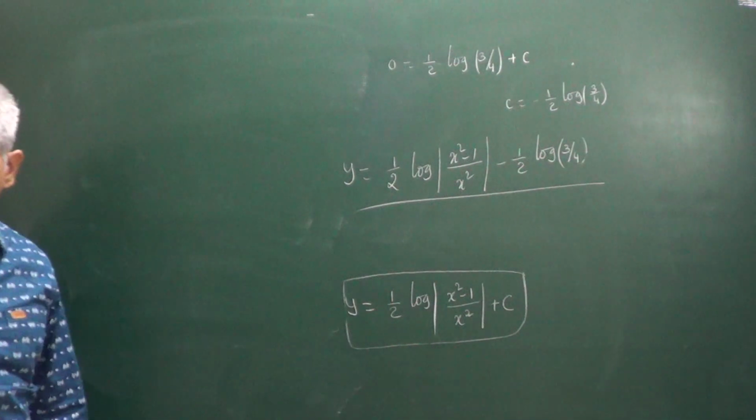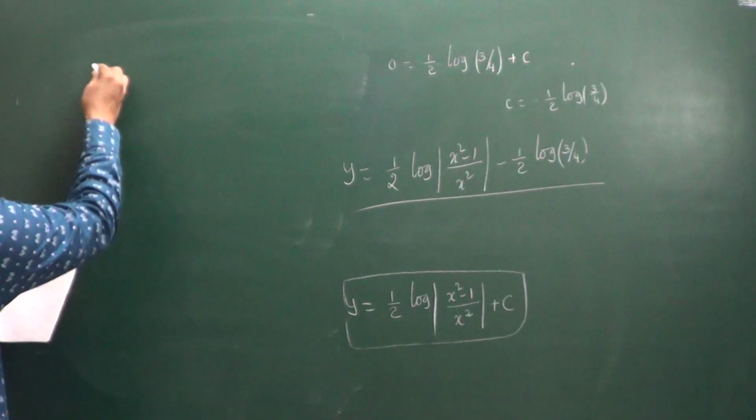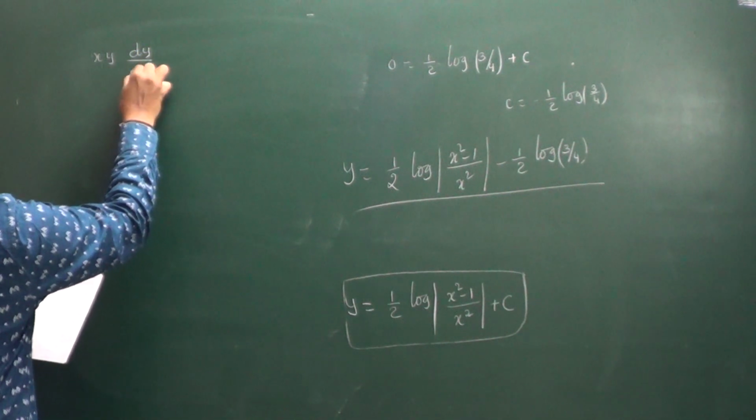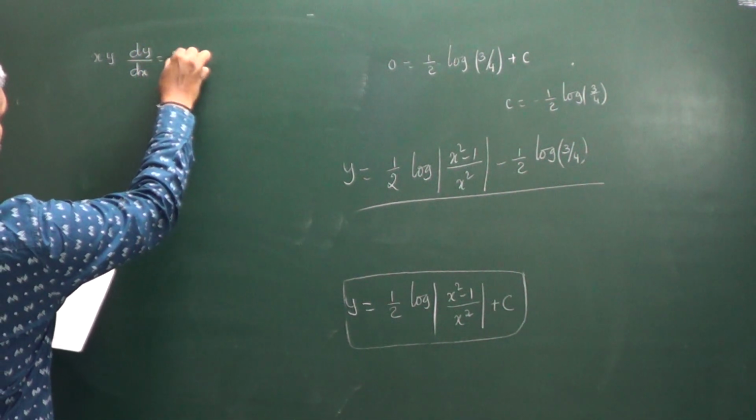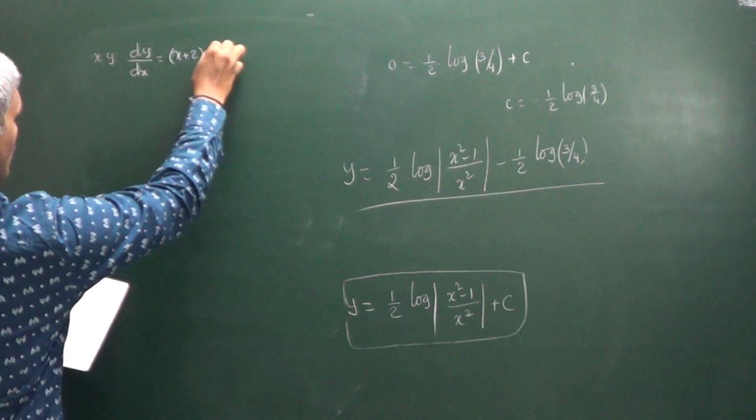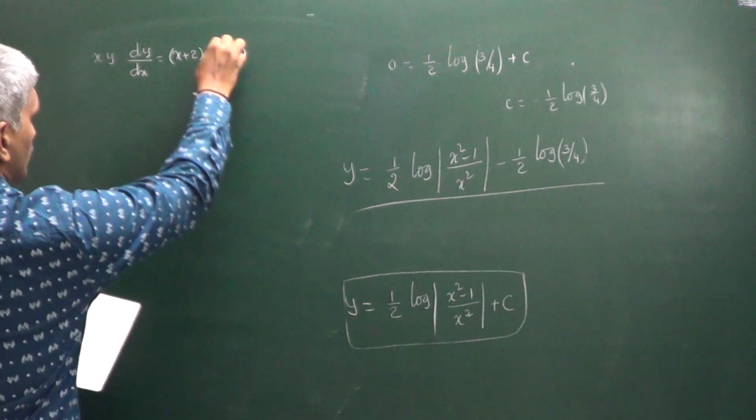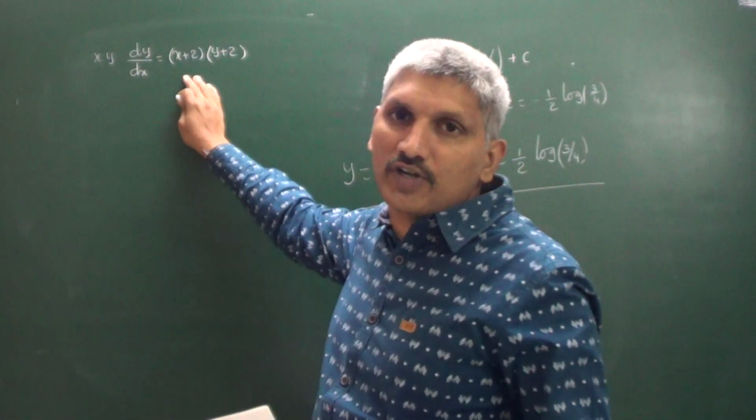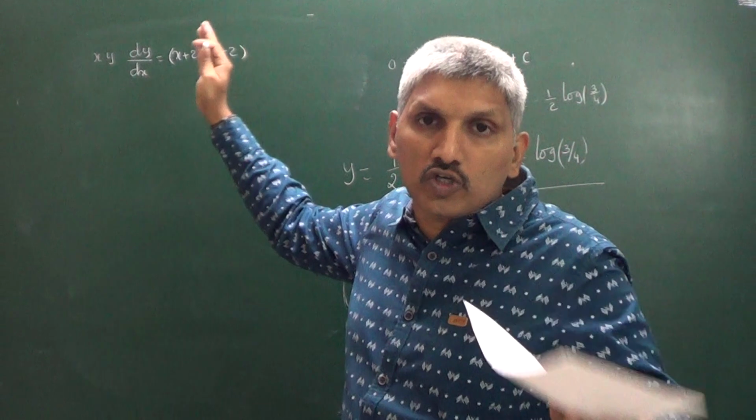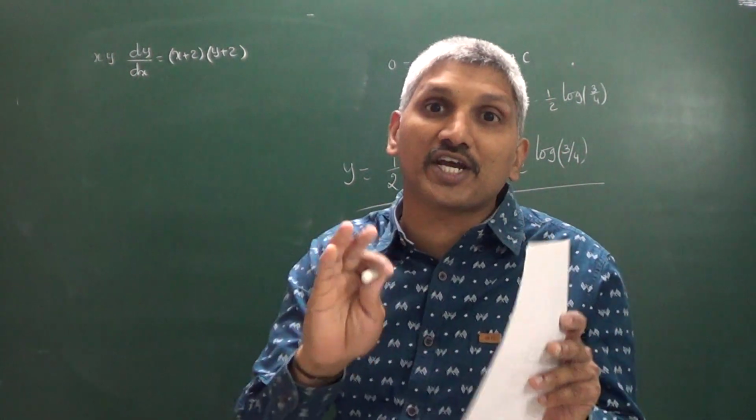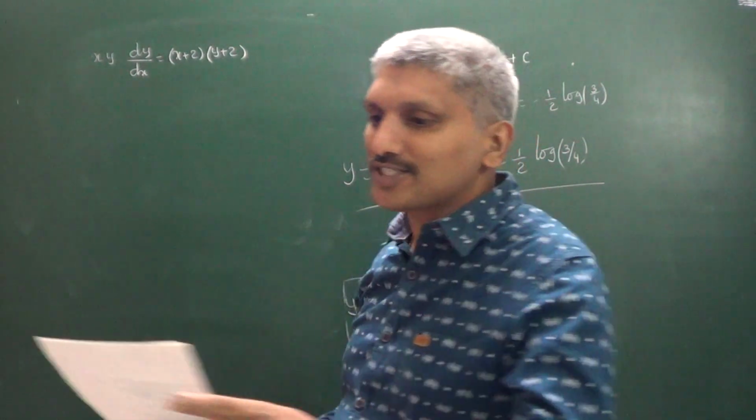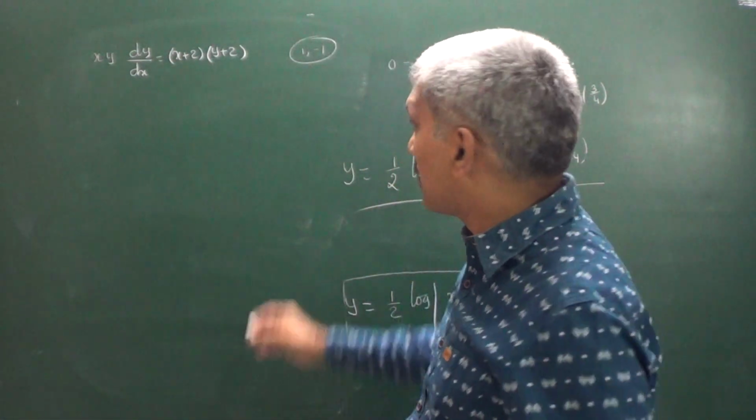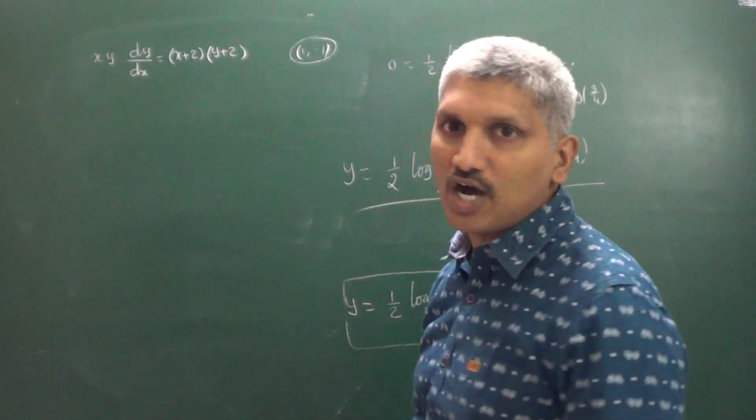This is another question. The another question is given here in this way: xy into dy by dx is equal to x plus 2 into y plus 2. He is asking to find the solution for this differential equation. Definitely the solution of this differential equation, you will get a curve. That curve is passing through a point 1 comma minus 1 given.